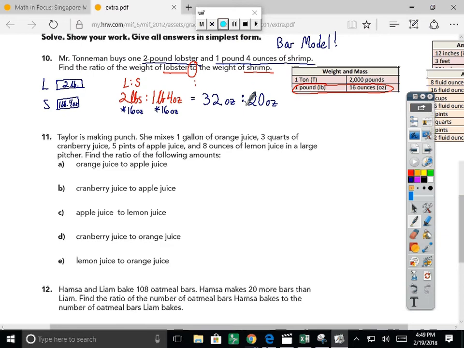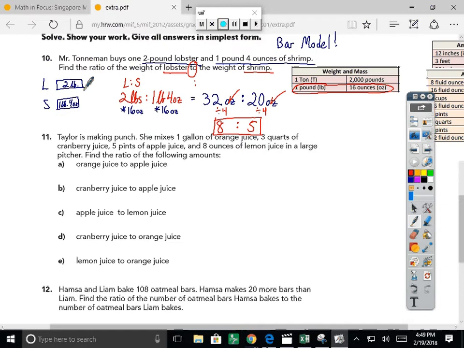Oh, good, I have the same units, which actually means I probably could write this in simplest form. Well, once these units match, I cross them off and say they're not that important any longer, and I divide by the greatest common factor. What's something that divides nicely into 32 and 20? I'm thinking 4 might work. 4 goes into 32 8 times, and 4 goes into 20 5 times. Looks like I'll get a ratio of 8 to 5. This does make sense to me, by the way, because when we look back at our lobster and our shrimp, we notice that the lobster is a longer bar, also meaning that it has a greater weight or mass.